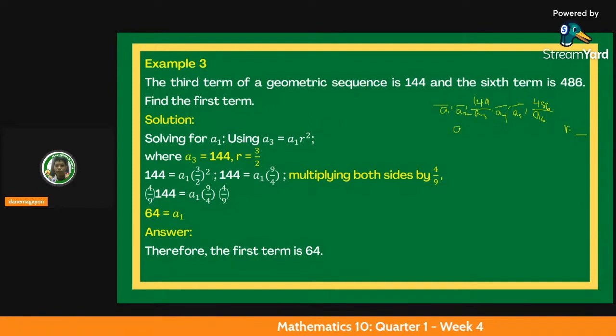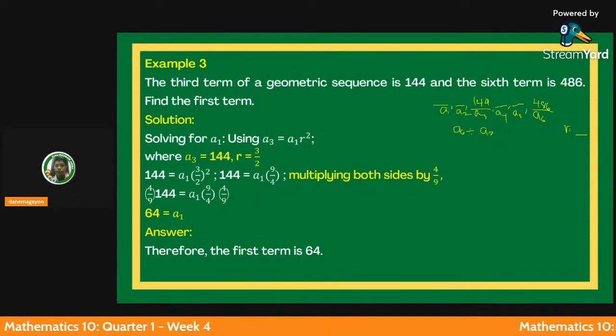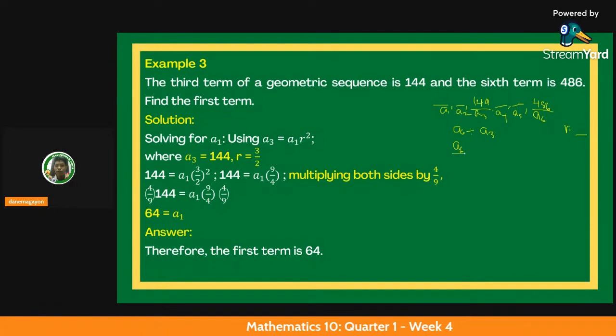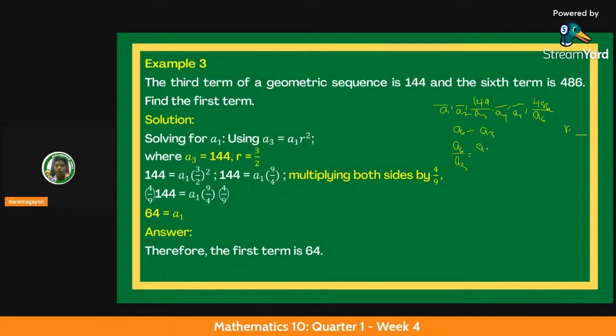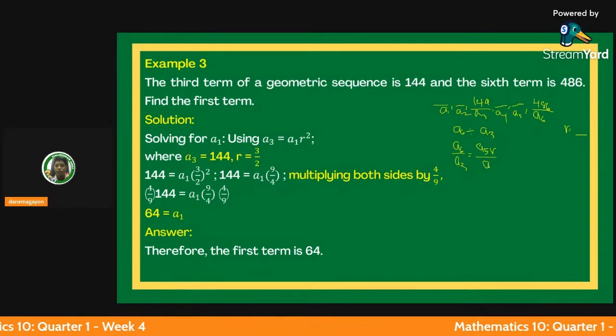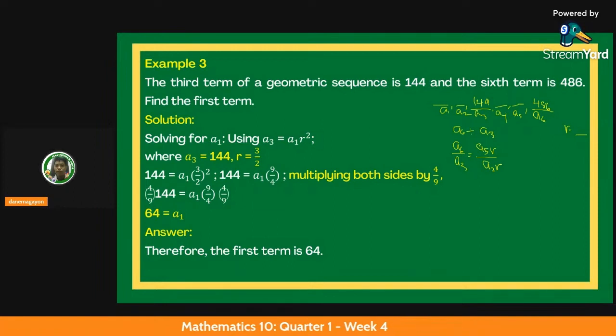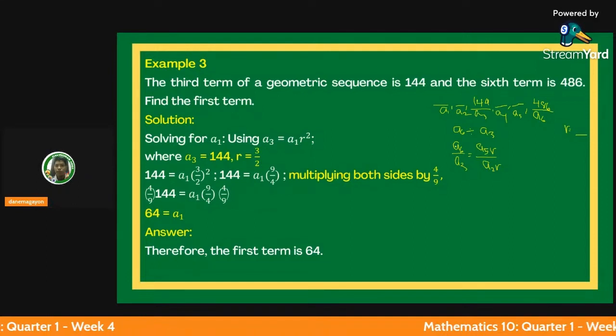The solution to be used now is we have A sub 6 divided by A sub 3. Diba? When you have A sub 6 divided by A sub 3, it is the same with A sub 6 over A sub 3. Ito daw yung solution natin. So, this will be our solution. Remember, yung A sub 6, di ba ang A sub 6, ma-obtain mo siya by multiply yung A sub 5 by R. Yung A sub 3 naman, to obtain this, we need A sub 2 saka yung R. Ito yung usual na equations that we use in order to solve for the value of A sub 6 and A sub 3.